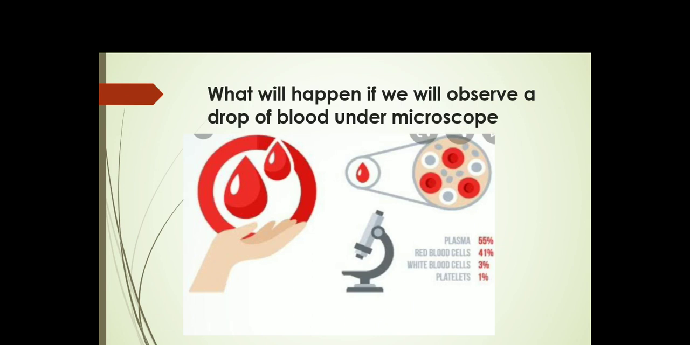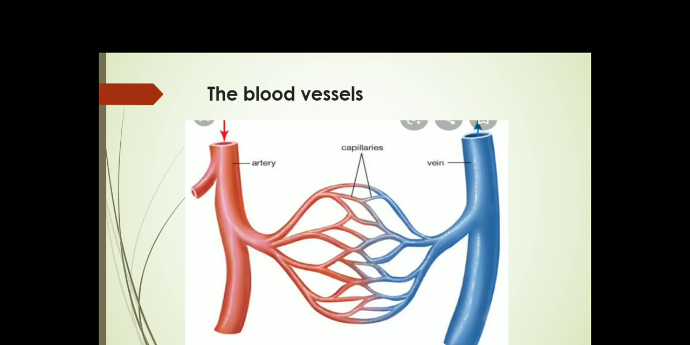Like that, if we put a drop of blood on a glass slide, or piece of glass, and observe that under the microscope, what you can see there are three kinds of blood cell. One is white blood cell, another is red blood cell, and another is the platelets. Do you understand? And we can also find out the plasma if we place the blood in the centrifuge. We can also separate the plasma from the blood. Understand? Next is the blood vessels.